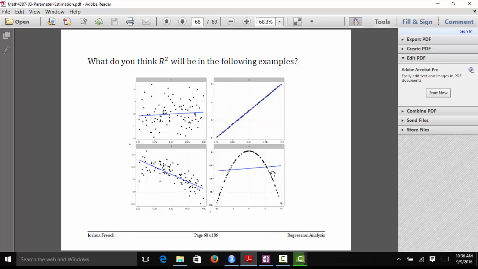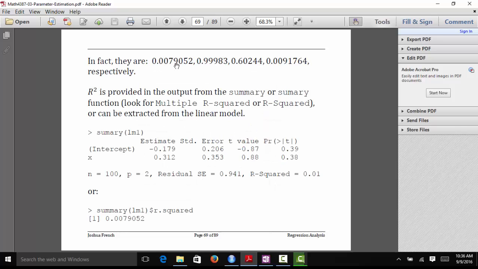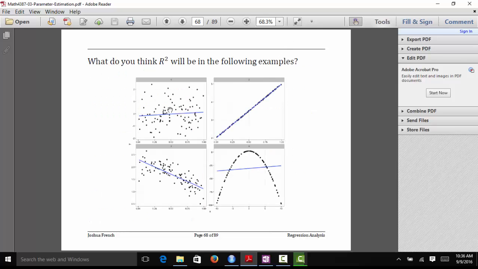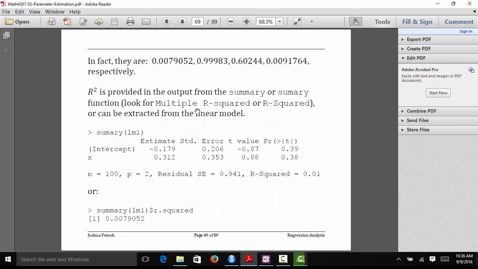And so if we actually compute the R squared values, which I will show you how to obtain shortly, we'll see that they're 0.007, or I guess 0.008, very close to 1, 0.6, and then something that's pretty close to 0 respectively. So this had a small R squared, this had a small R squared, this had a very large R squared, this was sort of moderate in the 0.6 range. So in general, the closer that the fitted line is to the observed data, the larger the R squared value is going to be.